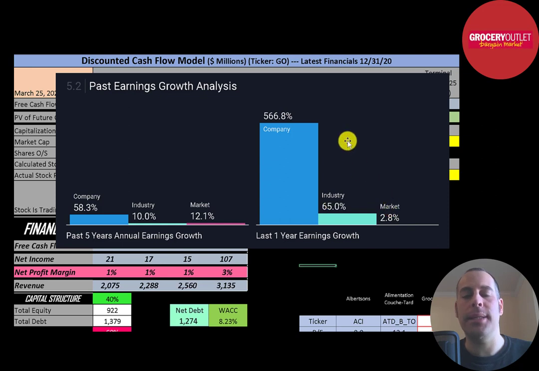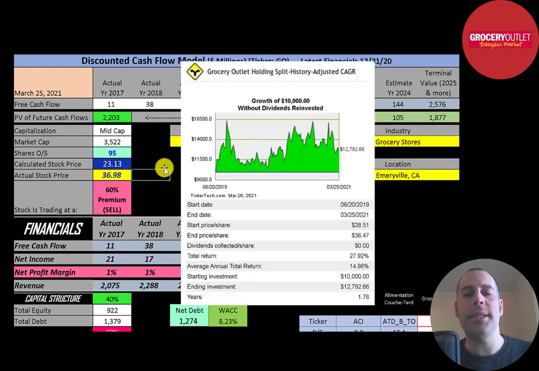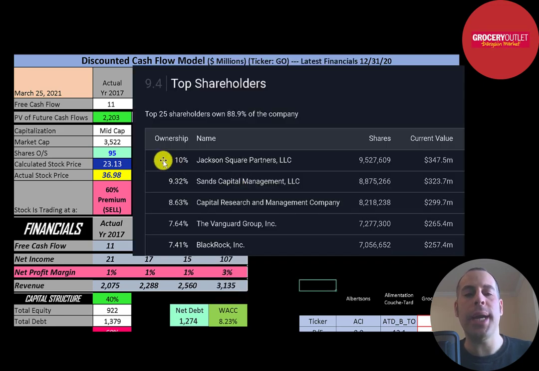And if you compare the last year, their earnings grew 566%, while the industry grew 65% and the market only grew 3%. If you invested $10,000 into this company when it IPO'd, you'd be at $13,000 today. That's a 15% annual return. The biggest shareholders are Jackson Square at 10%, then Sands Capital Management, Capital Research, Vanguard, and BlackRock.